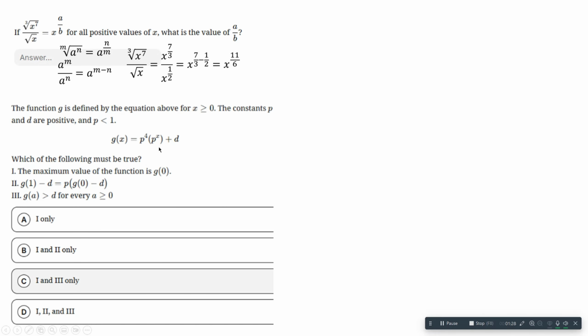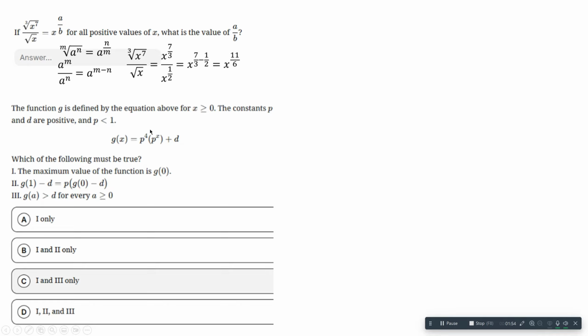Considering that p to the x, where p is positive and less than 1, is a decreasing function, therefore for all non-negative x, x equals 0 gives the maximum value, g of 0. So 1 is true. For the second one, you can see g of 1 minus d and g of 0 minus d.